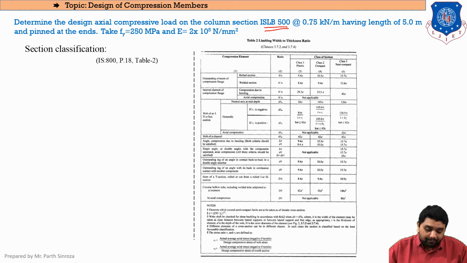So for the flange we will always be using these two cases, that is outstanding element of compression flange or internal element of compression flange. In our syllabus, in this semester, we will always be dealing with the outstanding element of compression flange. Clear? So for the flange we will always take this row, the outstanding element of compression flange. And here two types of section are mentioned that we have discussed. First is rolled section and the second is welded section.